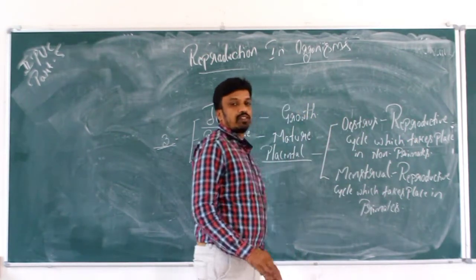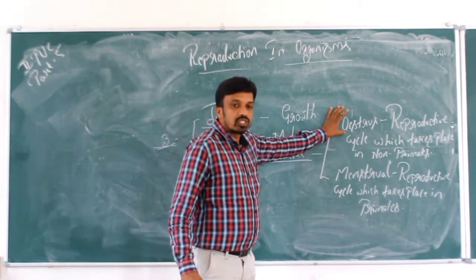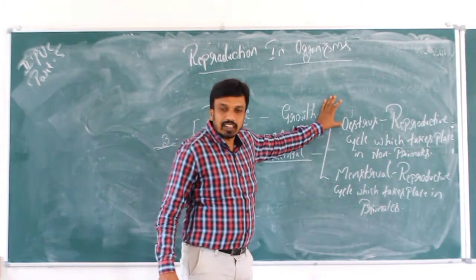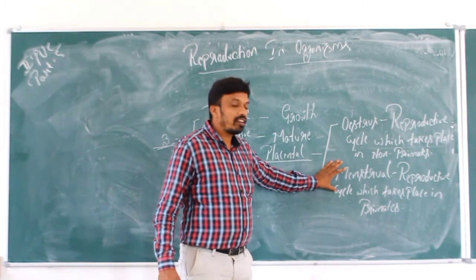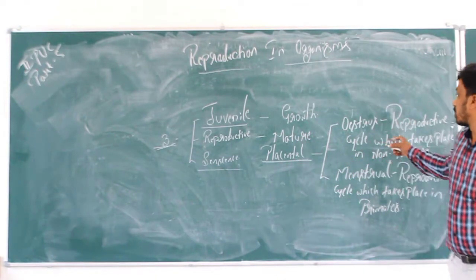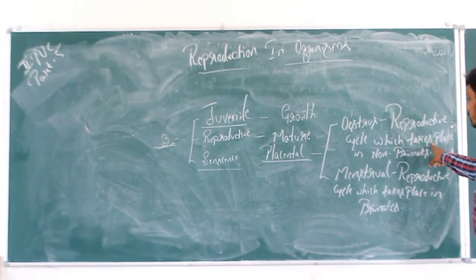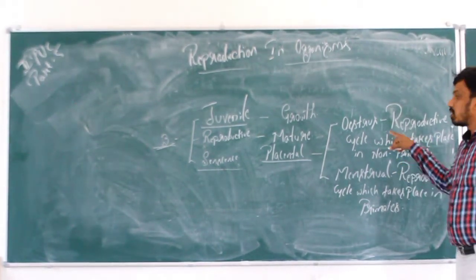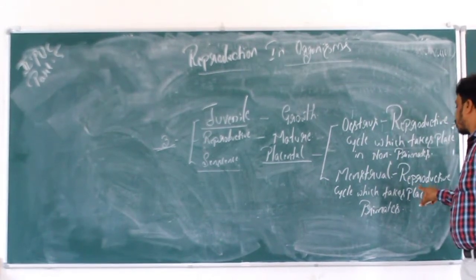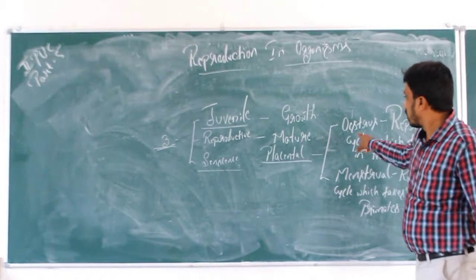So it is a difference. They will ask for 2 marks: differentiate between estrous cycle and menstrual cycle, or for 1 mark: define estrous cycle or define menstrual cycle. The reproductive cycle which takes place in non-primates is called estrous cycle. The reproductive cycle which takes place in primates is called menstrual cycle.